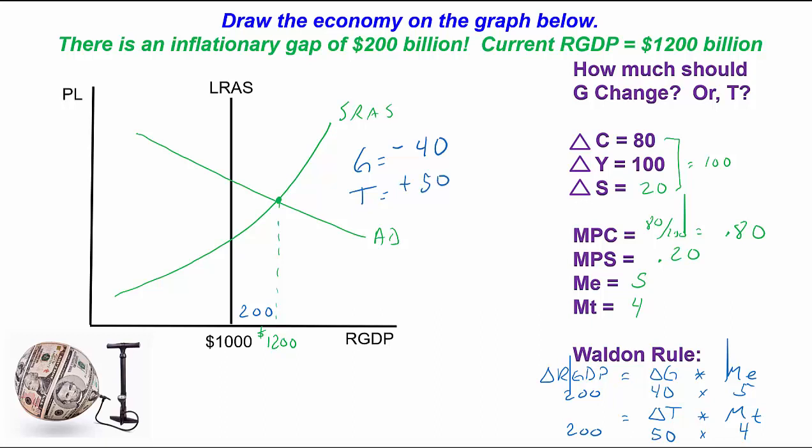Again, we want aggregate demand to shrink, so less government spending would cause it to shift left, or raising taxes will take money out of consumers' hands, so consumption spending would decrease, and that would also shift aggregate demand back to the left to close that gap and bring the economy back to its full employment level.